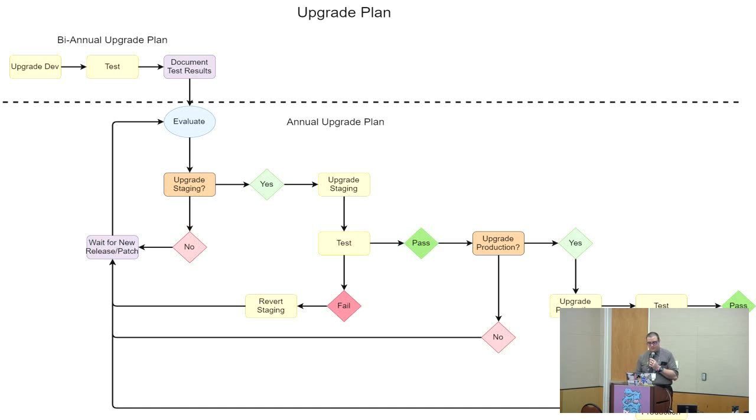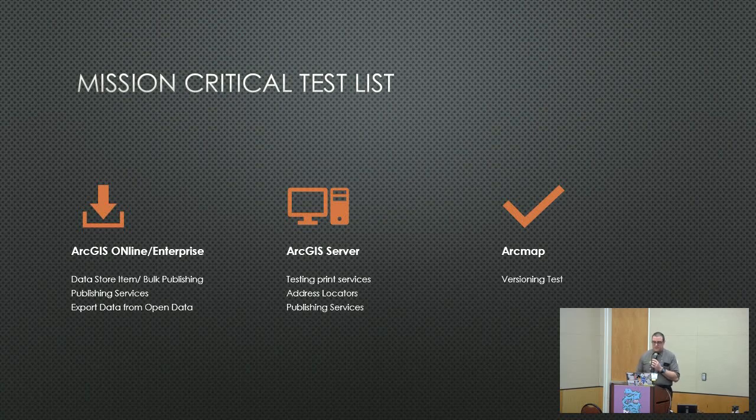Going through the upgrade process, if we decide to do it, we'll do the upgrade on staging and test it. If it fails, we'll revert back and fight another day. If it passes, then we'll decide if we want to move on to production. If we say yes, we'll move on to production, test it, and if it passes, then everything's all right. So when it comes to testing, have a mission critical test list.